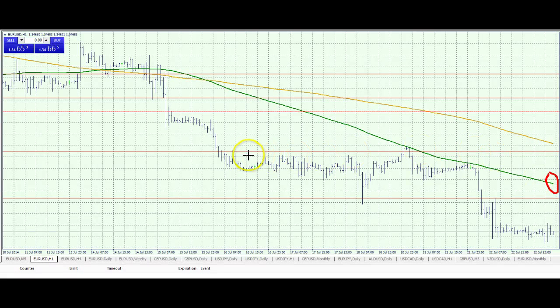As I said, no news out of the U.S. Canadian retail sales, and the RBNZ policy meeting overnight tomorrow will be the key event.